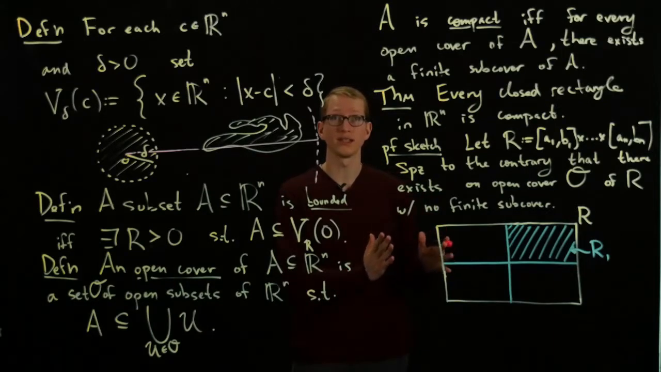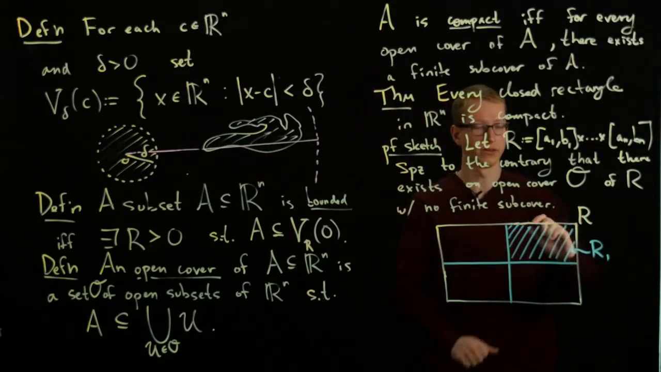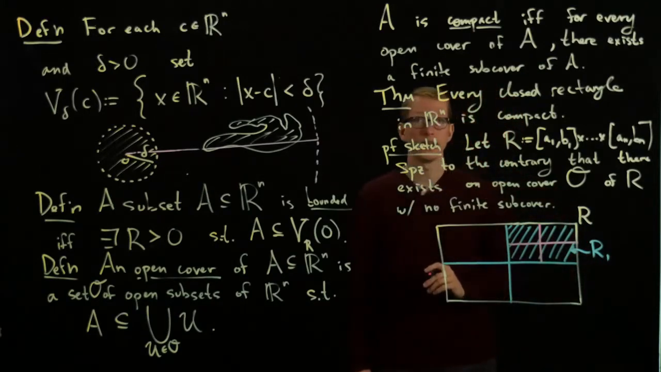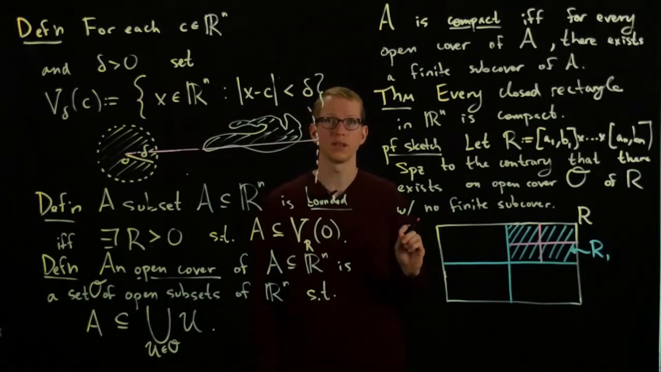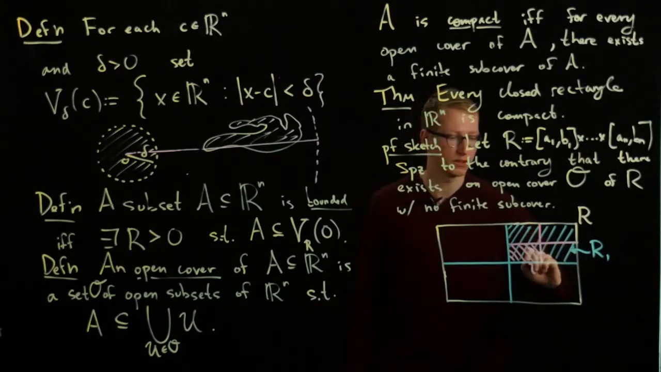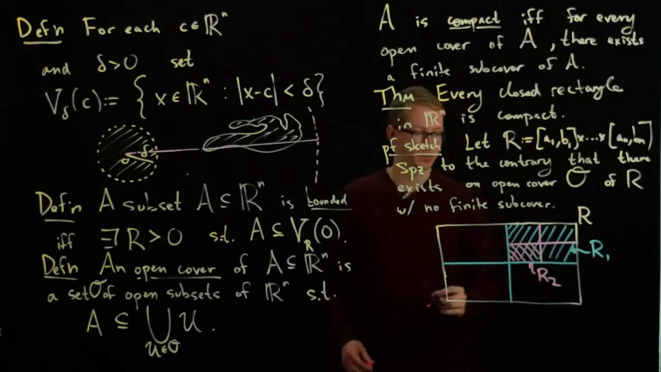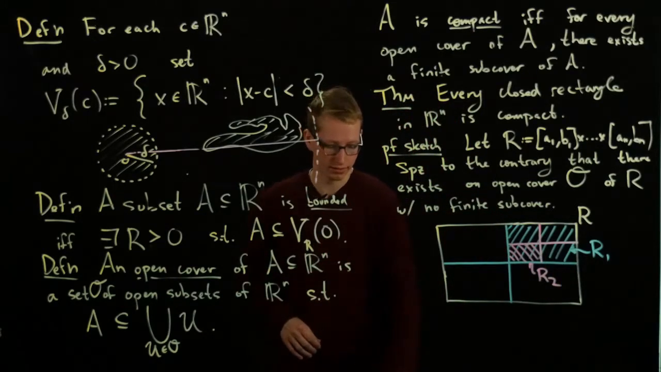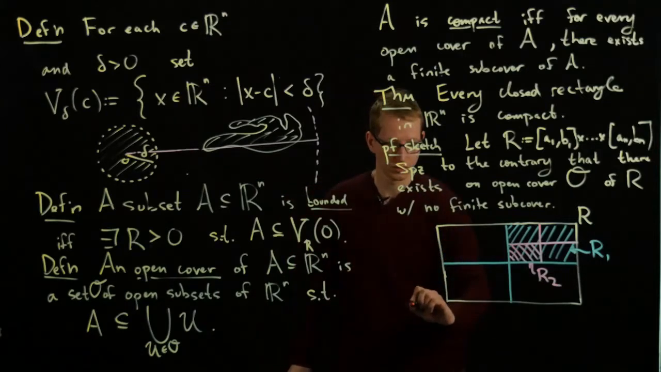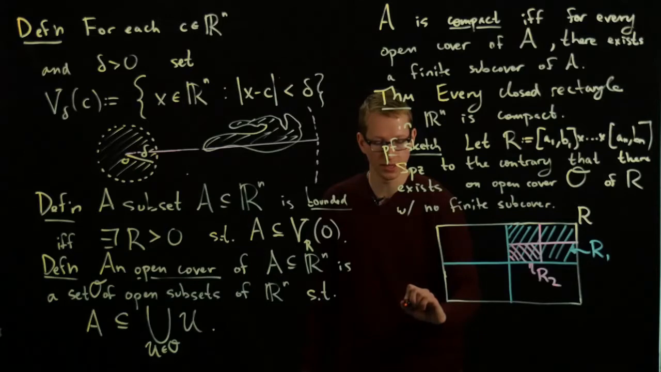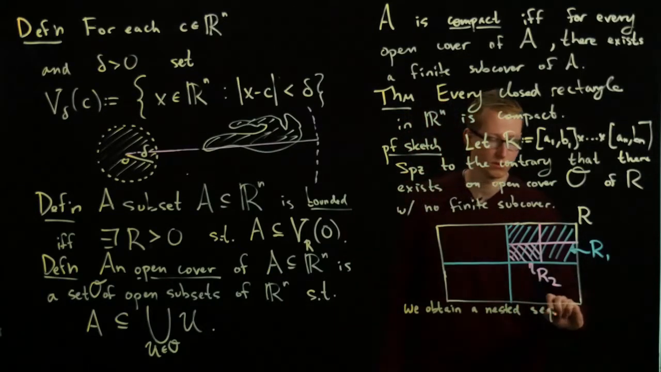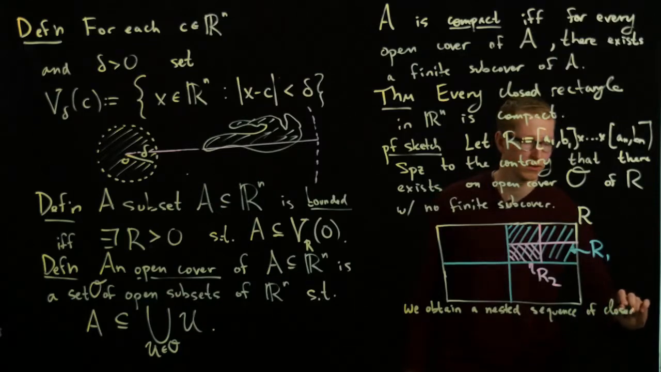Now, we can do this process again. Take this rectangle and cut it in half into these different pieces. And again, by the same logic, at least one of these subrectangles must have no finite subcover. So let's isolate that one. Let's call this one R2, for instance. And we keep on doing this process. What you notice is that we'll actually get a nested sequence of closed rectangles. So we get this for free. We obtain a nested sequence of closed rectangles.